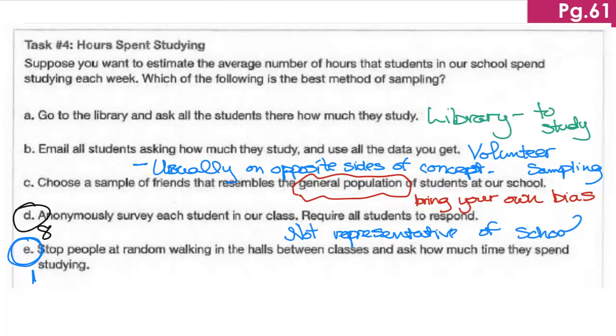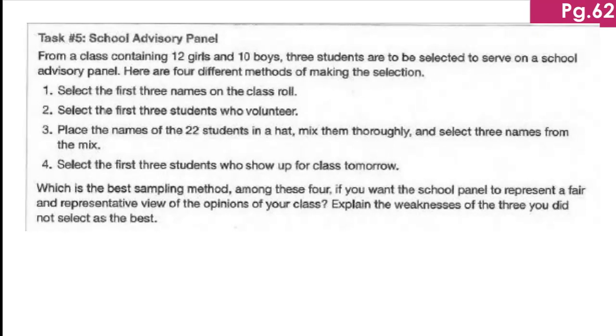So that leads us to letter E, which is going to be the best method. Now, is it a great method? No. It's far from being a great method, but of all the ones that we have here, it is probably the best method: to talk to people at random, walking in the halls in between classes, and ask how much time they spend studying. So E is probably going to be your best choice. D sounded really good until we figured out, oh, we're all seniors. Any questions about that? All right, let's go to task number 5.